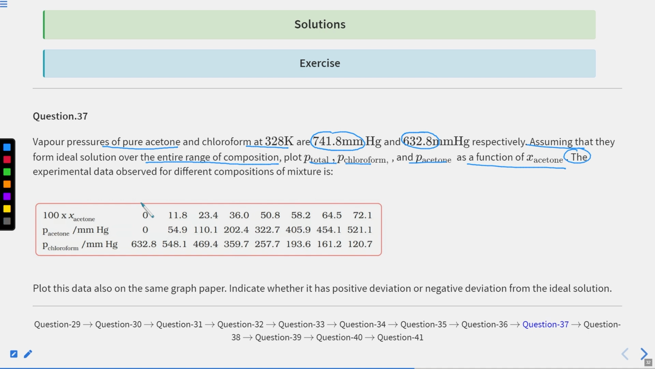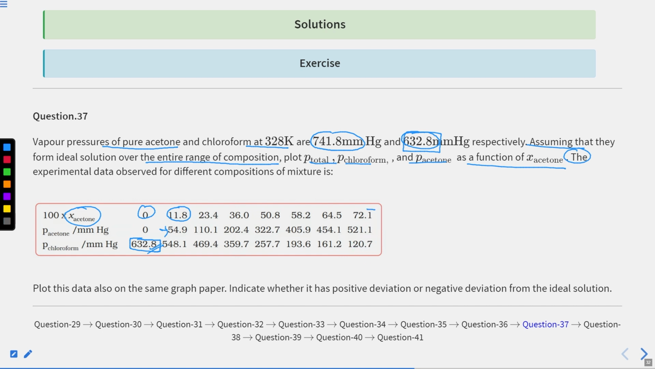You can see here that when the mole fraction of acetone is 0, the vapor pressure due to chloroform is 632.8. It will be the vapor pressure of pure chloroform because no acetone is present, and it is mentioned here also. After that, we go on increasing the mole fraction chi acetone, and hence the value of P acetone increases and the value of P chloroform decreases because its contribution decreases, right?